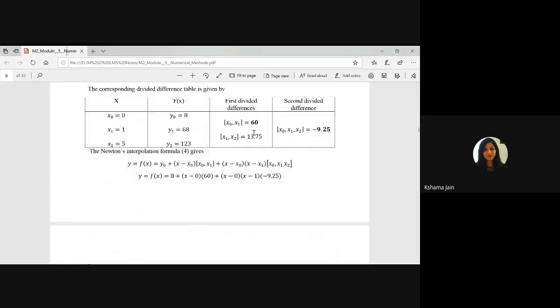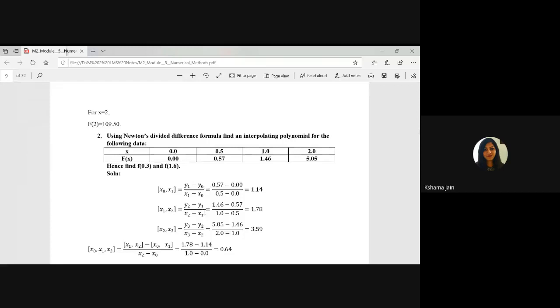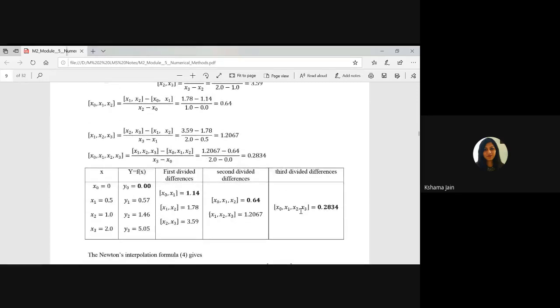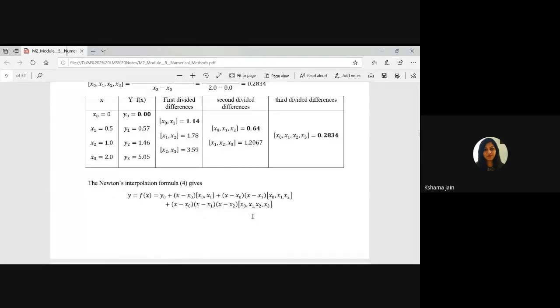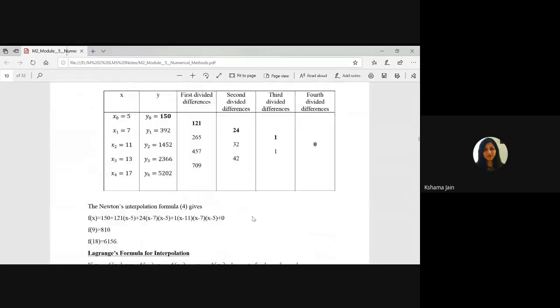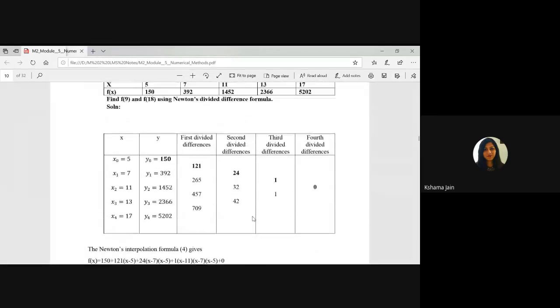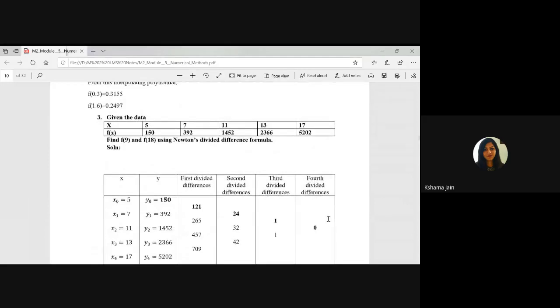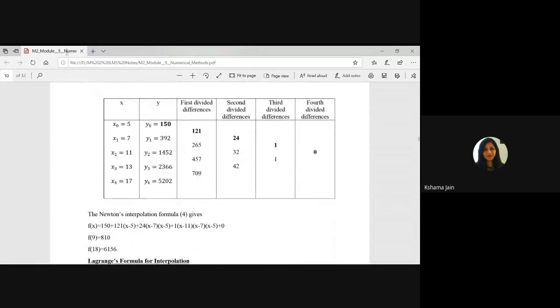So any doubt in this method? After that, same only. The next is here x0, x1, x2, x3. So one more term will be added in the formula, the third divided difference. Otherwise, same only. So there are three problems. You can do practice on them. The next is having more terms, the fourth divided difference. Okay. So any doubt in this, you can ask. Any doubt, students?